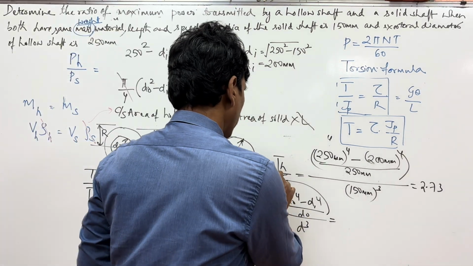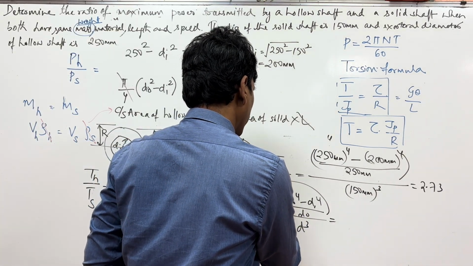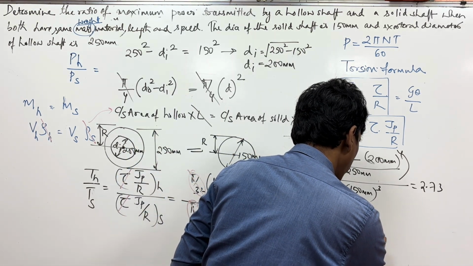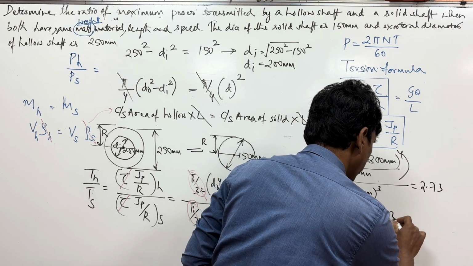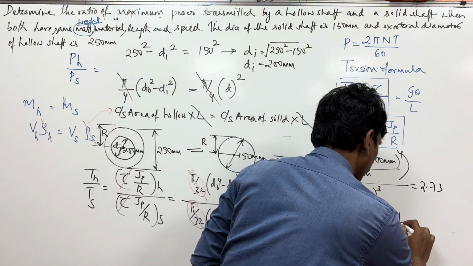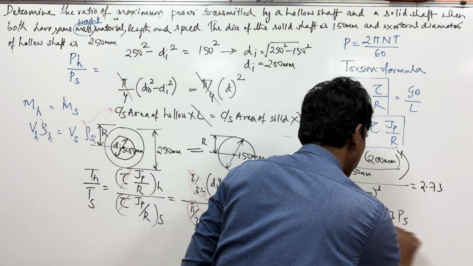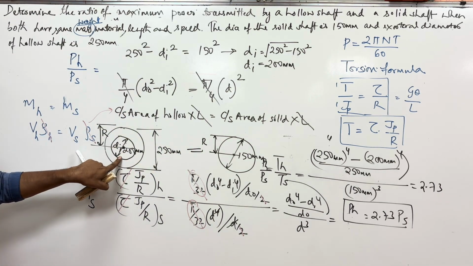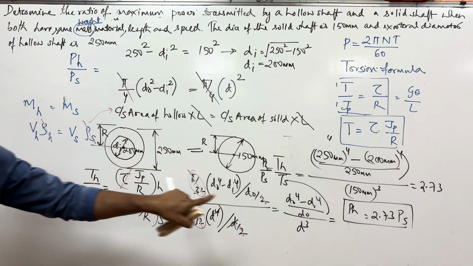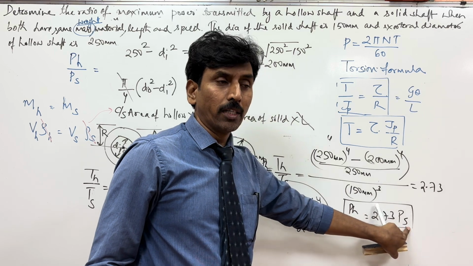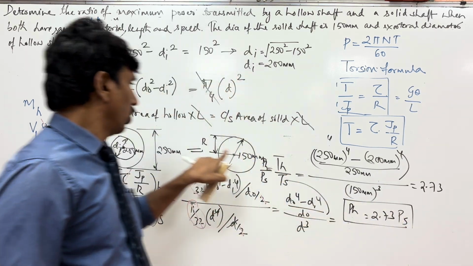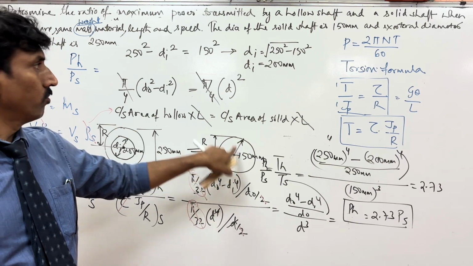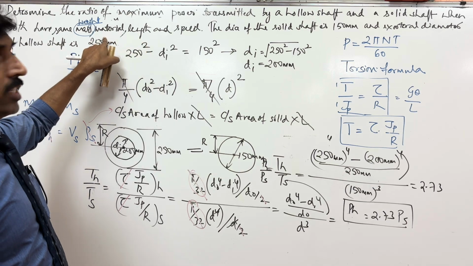What does this mean actually? If you call this PH divided by PS, so PH divided by PS is equal to 2.73. It means the power that could be transmitted by this hollow shaft is 2.73 times the power that could be transmitted by the solid shaft, for the same mass, same speed, same length, same material, everything the same.